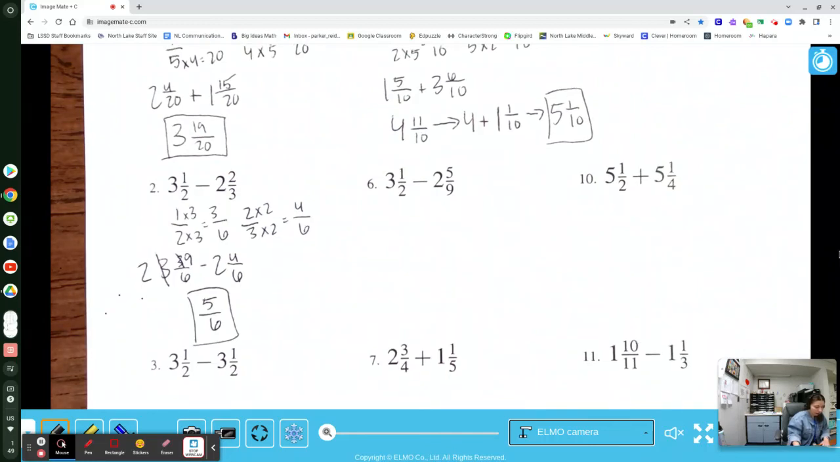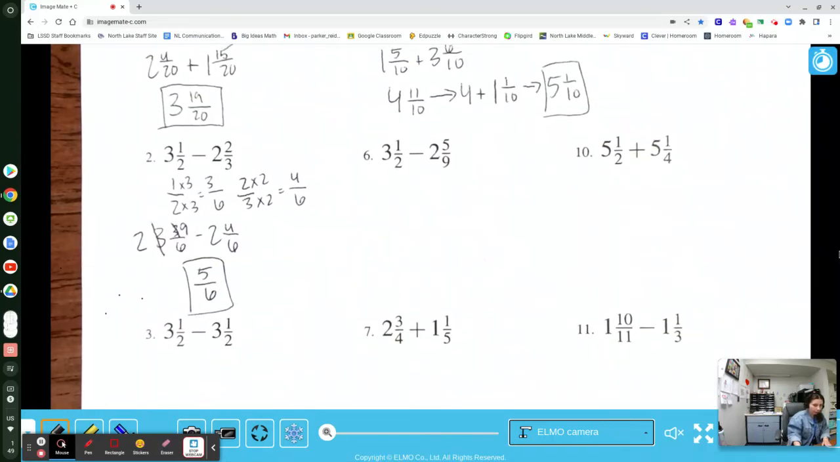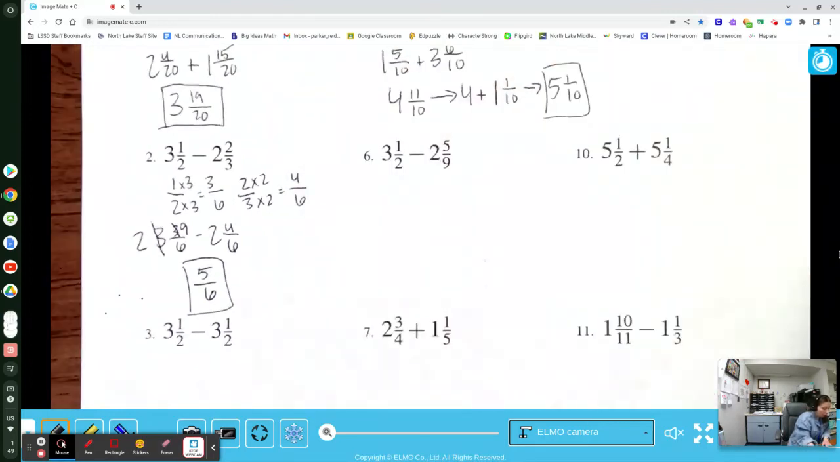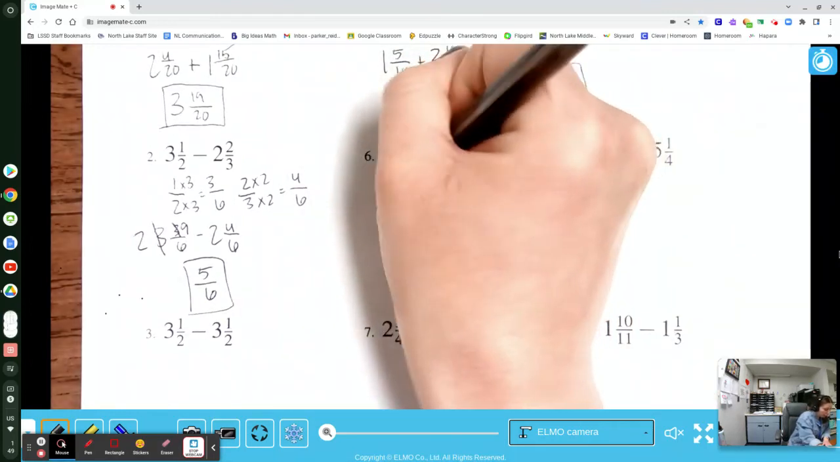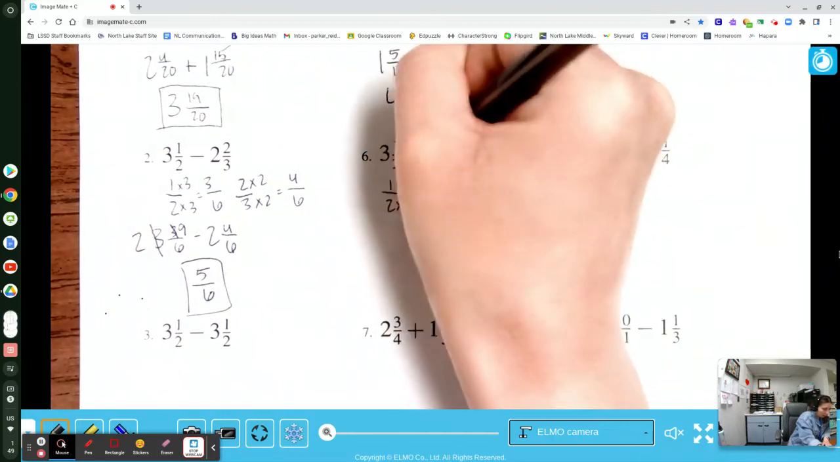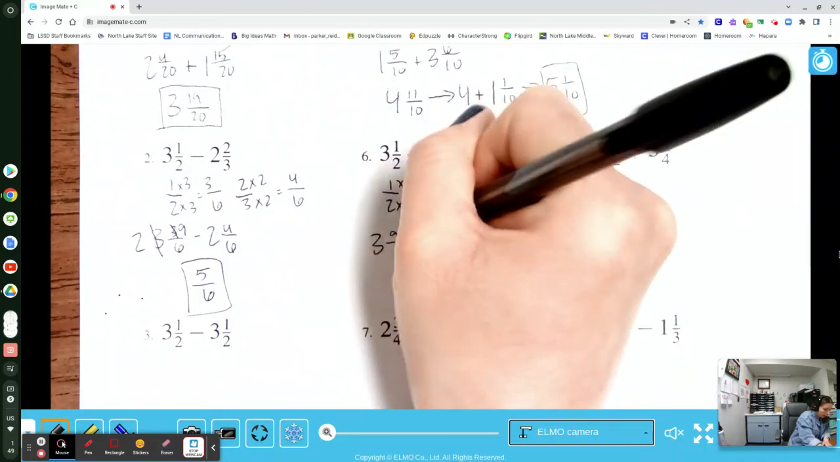Okay, and let's do another subtraction example. I'm going to move to this one here, number 6. So 2 and 9, different denominators. A number they share is 18. So let's turn both denominators into 18. 2 times 9 gives me 18. Do the same to the top, and I get 9 over 18. So this is 3 and 9/18.